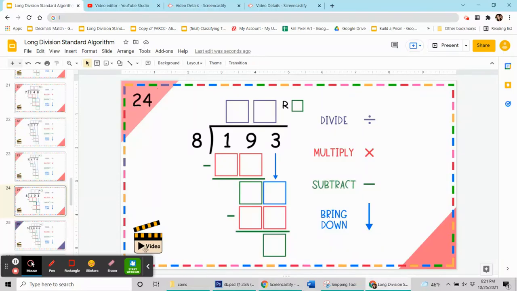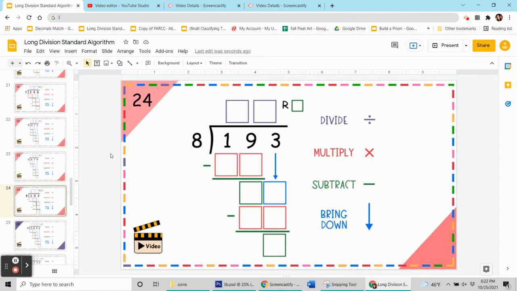Hi everybody, we're doing the standard algorithm for long division. We're going to do 193 divided by 8. So if you're new to this, follow along. If you're starting to get it, pause the video, try a couple steps, and use the video to help you check it. So our first step is to divide.